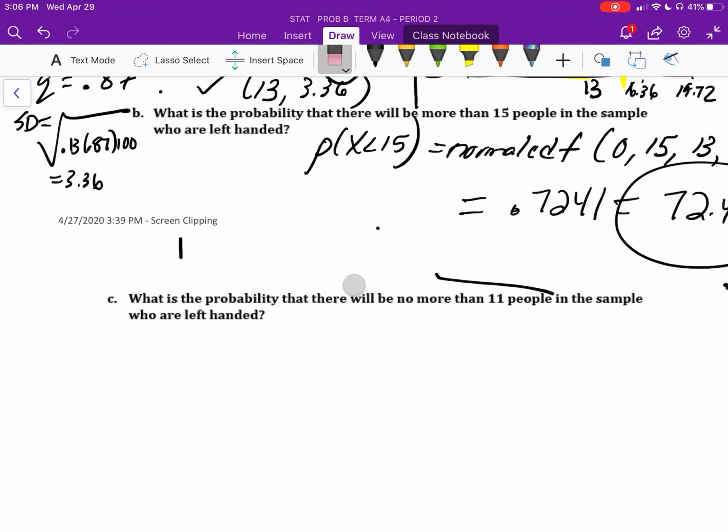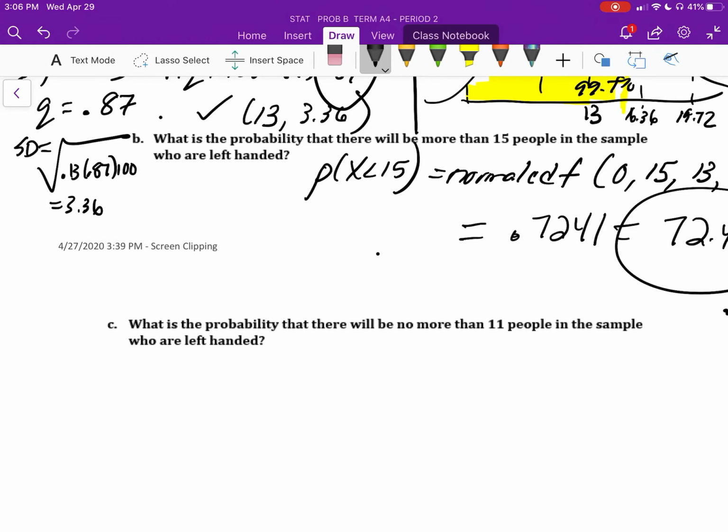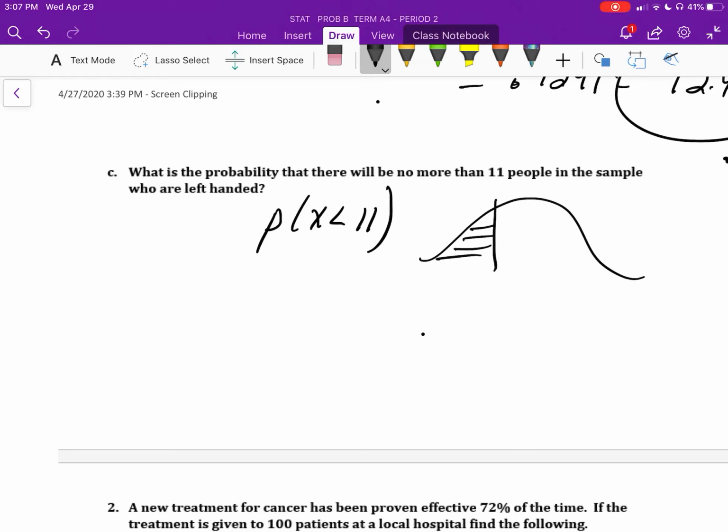All right, so let's look at the next one. The reason I cut that is because the next one is actually asking for 11 or less. So in this case, we want to know what's the probability that there are 11 or fewer people in the class who are left-handed. And so if we're looking at our plot, it's going to be to the left of the mean. So it's going to be somewhere around right here. This is 11. The mean was 13. So somewhere to the left. So again, we would have normal CDF. And in this case, from 0 up to 11, the mean is 13, and the standard deviation is 3.36, I believe.